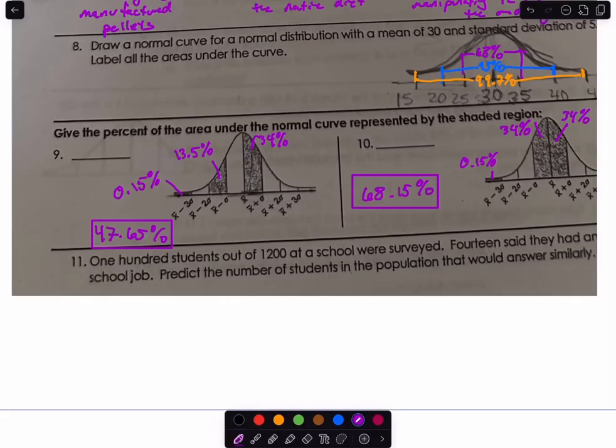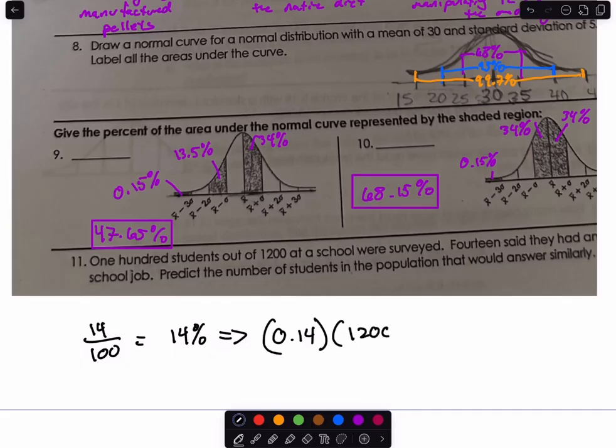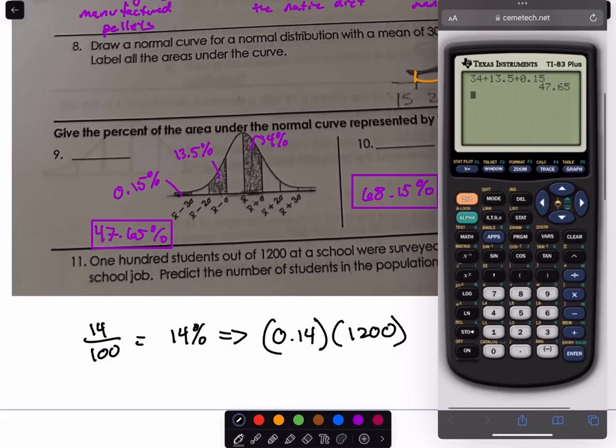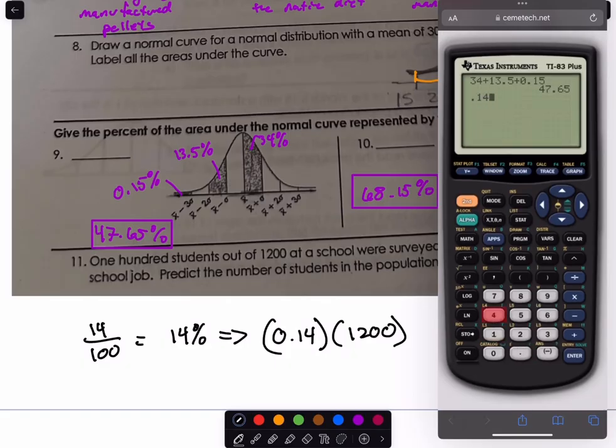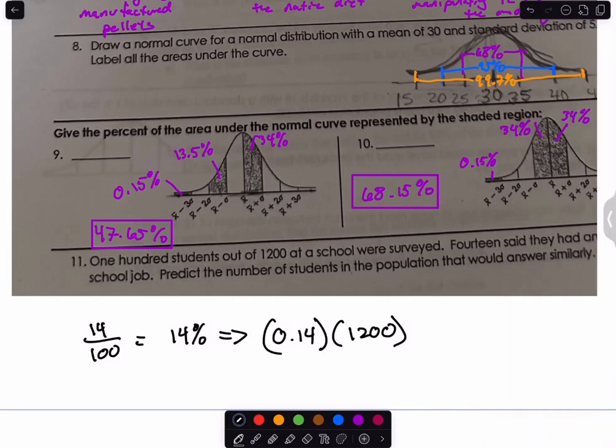Okay. So of the 100 they surveyed, the percentage there, 14 divided by 100, is 14%. And then if the school population is 1,200, as a decimal that would be 0.14 times the population of 1,200. So we would anticipate 168 students to answer similarly.